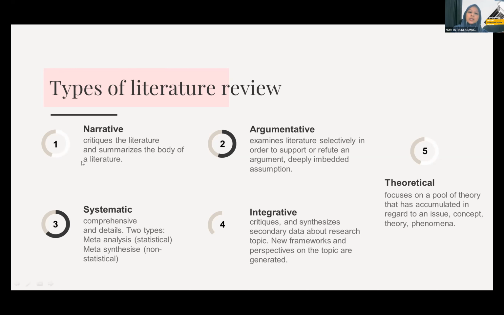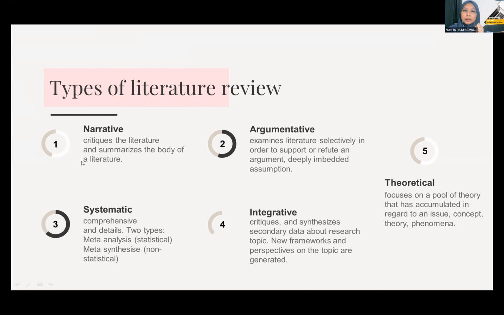Okay, narrative is actually when you critique the literature and summarize the body of a literature. So means you tengok the statement from the previous studies and then you critique, you bagi the ideas and then you summarize the key findings. Okay, dia tak ada macam agreement, disagreement, tak ada. Dia tak ada argumentative punya style kat situ. You are just telling the stories kat situ lah.